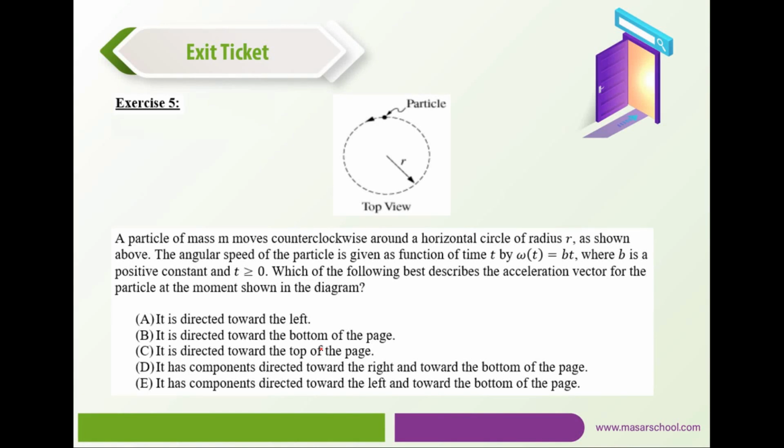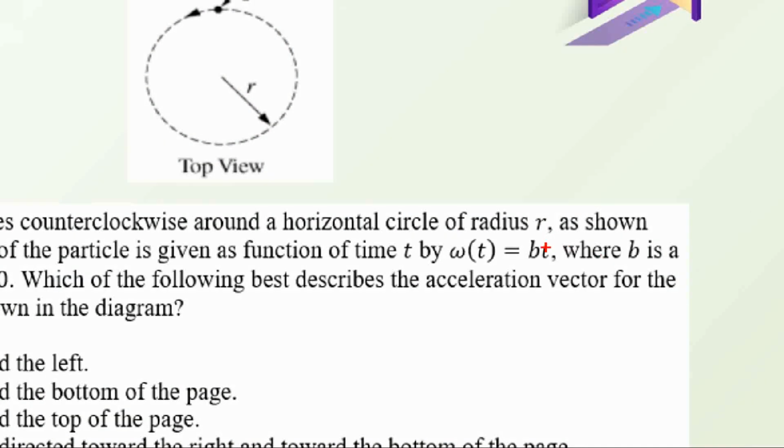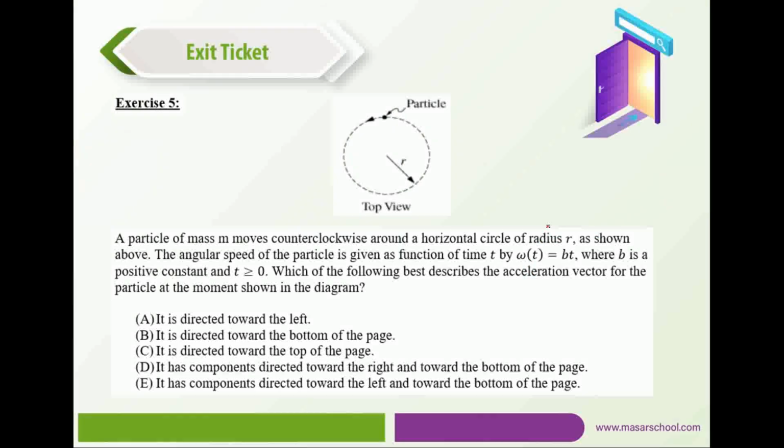Now, exercise 5, which is an exit ticket for today's video. A particle of mass m moves counterclockwise around a horizontal circle of radius r as shown above. The angular speed of the particle is given by omega of t is bt, where b is positive and t is positive. So as time evolves, this is a linear function, which means that this will increase, which means the particle is speeding up.